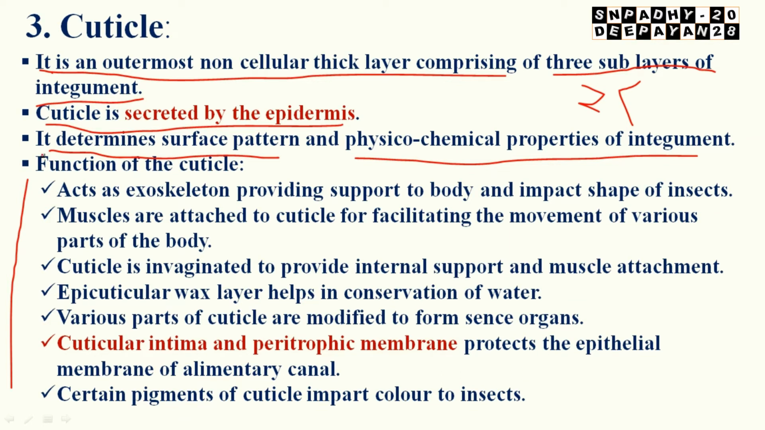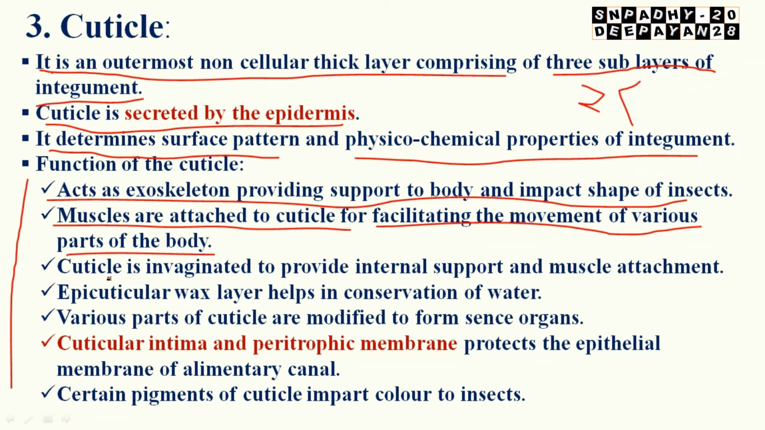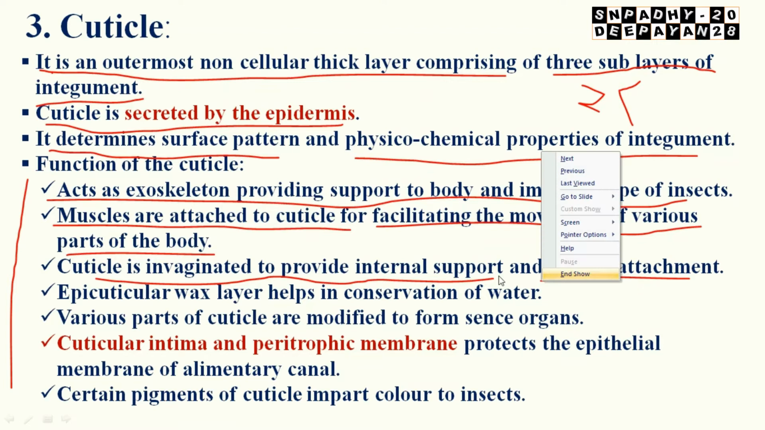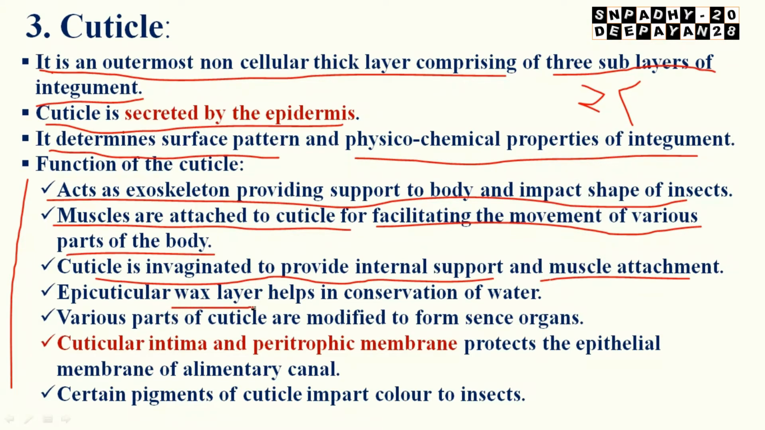Somewhat more or less the same as integument, okay, because it is a part of integument. Cuticle acts as exoskeleton, providing support to the body and imparting shape to the insect. They provide area for muscle attachment and also help in facilitation of movement of various parts of the body. Cuticle has invaginations, apophyses, so many things to provide internal support and muscle attachment. In cuticle, a wax layer will be there. They help in conservation of water. Where the wax layer is, I will tell you later.